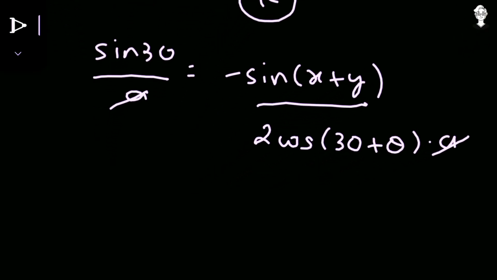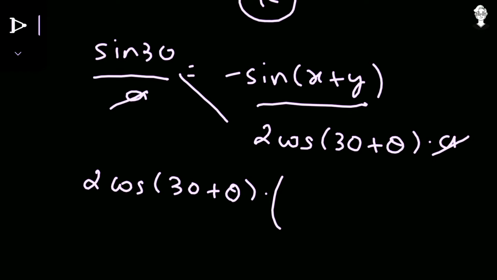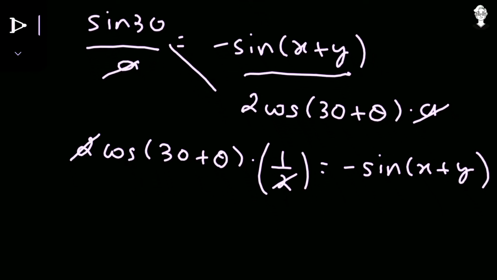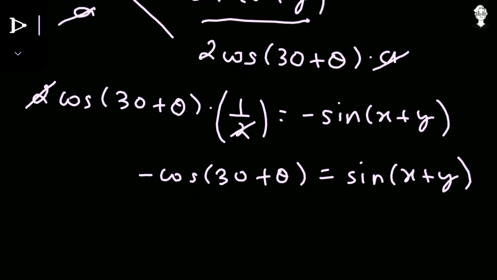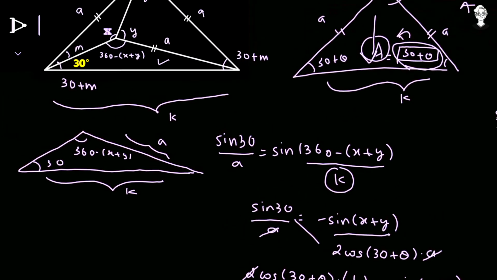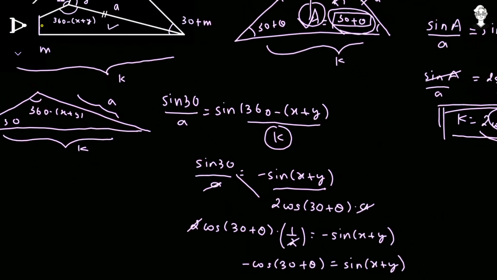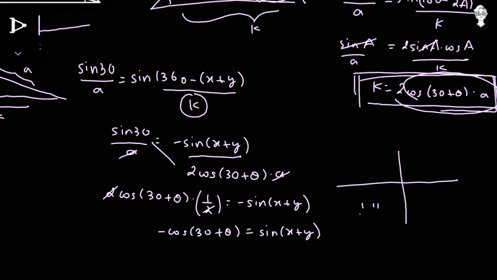Now 2 times cos of (30 plus theta) multiplied with sine of 30 degrees. Sine of 30 degrees has a value of 1 by 2, and that equals negative sine of (x plus y). So this 2 and this 2 cancel out, and the negative shifts over here. So negative cos of (30 plus theta) equals sine of (x plus y). As I told you, x plus y is greater than 180 degrees, so x plus y is going to be in the third quadrant, because it's greater than 180 degrees.